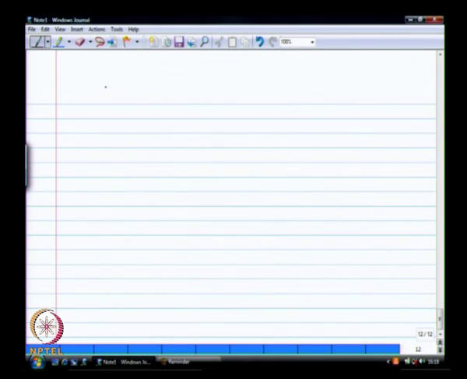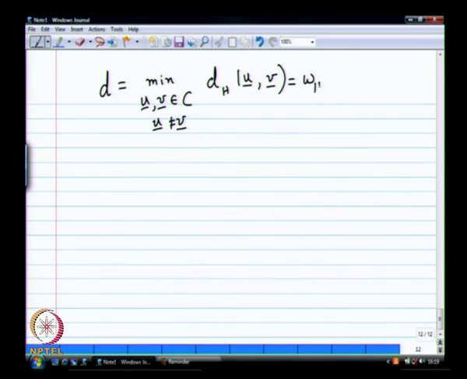It's very easy. What was my definition of minimum distance? Minimum over u comma v in C, u not equal to v, the Hamming distance between u comma v. Just now we saw the Hamming distance between u comma v is the same as the Hamming weight of u plus v. But remember, u is in the code, v is in the code. So what about u plus v? It is also in the code. So this is equal to some x which is in the code.